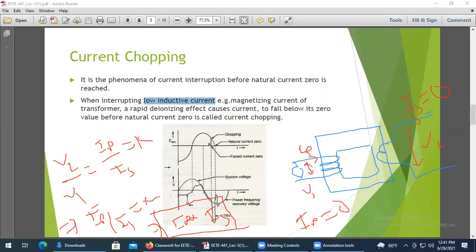Yes, sir. Can you hear me? Are you getting my point? According to this principle, the primary current is totally 0.